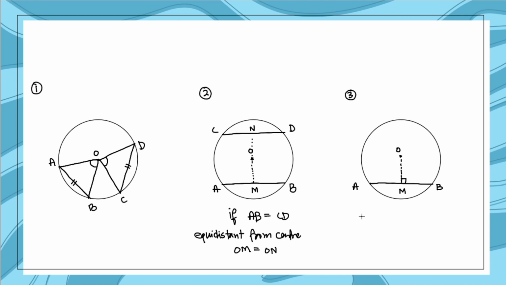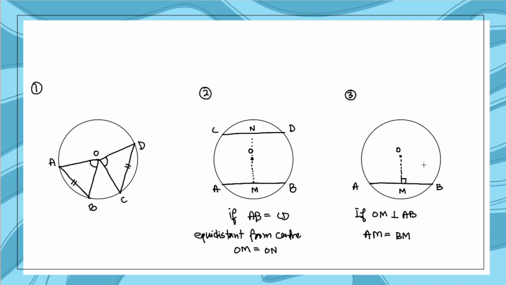Okay, what does that mean? If OM is perpendicular to AB, in that case, AM becomes equal to BM. These two lengths become equal to each other. Now, these are three very basic things which you need to know about a chord and a circle.